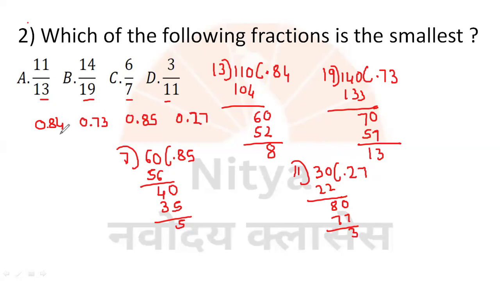Okay, now check here. After the decimal point, that is the tens place. Okay, you have to check those digits now. So here 8 and 7, 8 and 2. We have to check which is the smallest here. 8 is the largest number, 7 is also large, 8 is also large, but 2 is the smallest number. So 3 by 11 is the smallest fraction. Okay. So next.